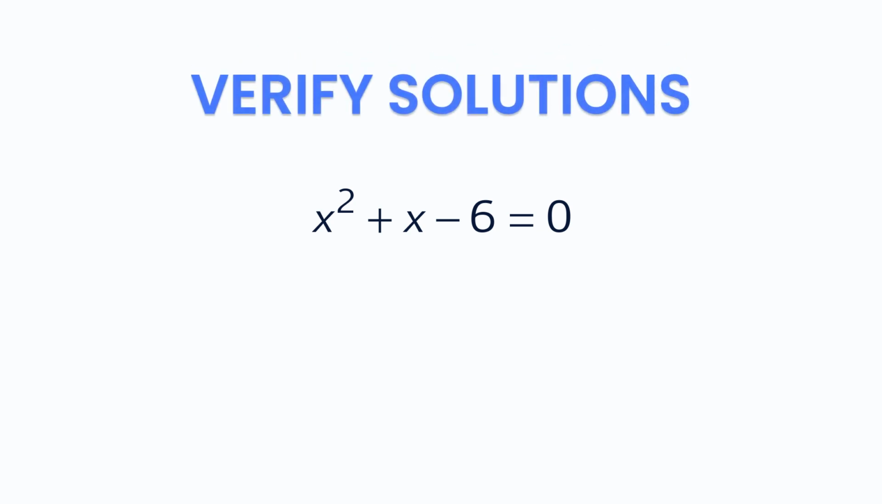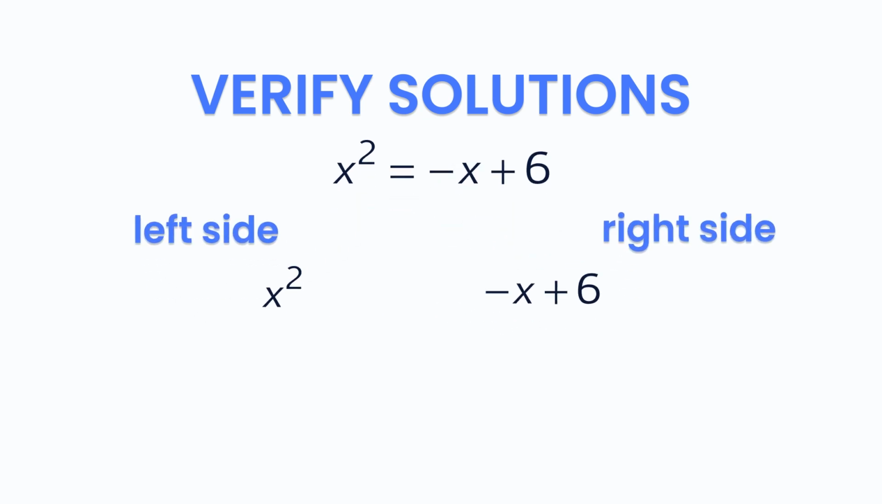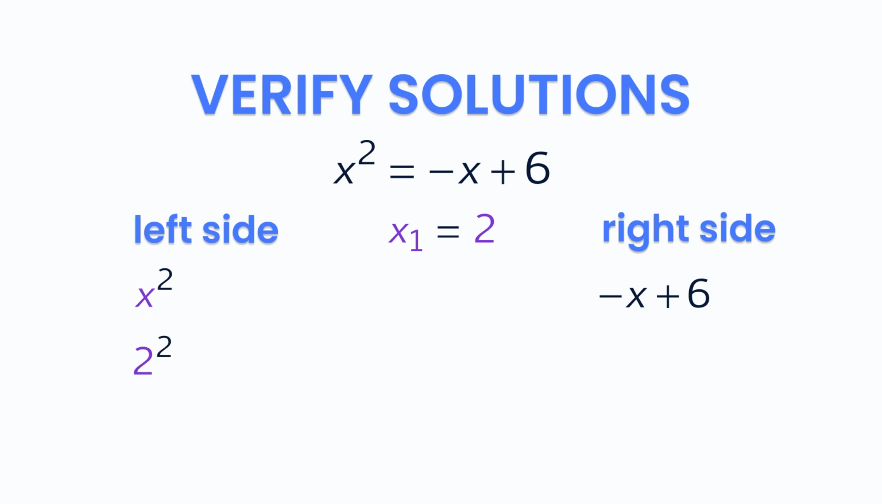You do this by inserting your answers into the left-hand and right-hand sides of the equation, then checking that both sides are equal. In this case, x1 equals 2 inserted into the left-hand side gives you 2 squared, which is 4. The right-hand side yields minus 2 plus 6, which is also 4. The left-hand side equals the right-hand side, so 2 is a correct answer.